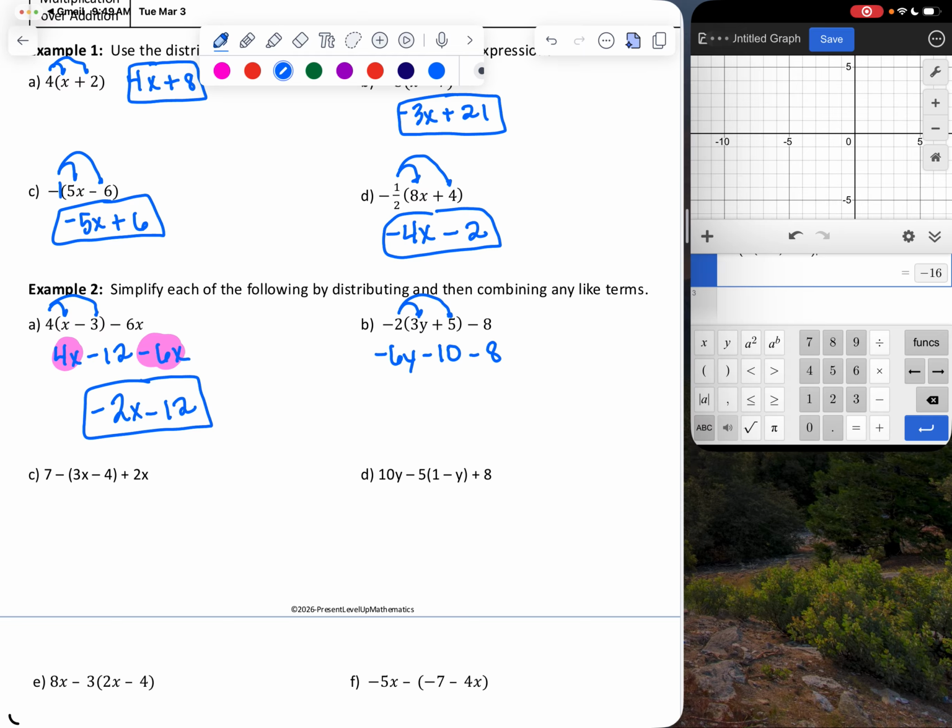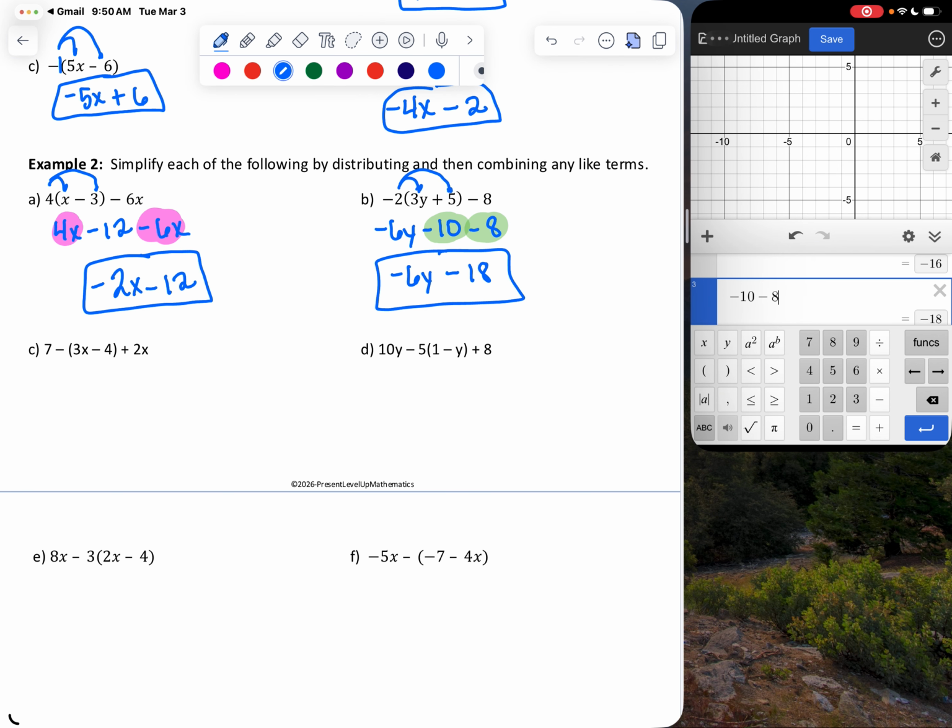All right, once you've removed your parentheses, you're going to look for like terms. And so I notice right here, I have a negative 10 and a negative 8 that can be combined. Now, if you struggle a little bit with your integer rules, you may want to put that in your calculator. So we know we have negative 6y and then negative 10 minus 8, negative 18. Remember, same signs, add. So because it's negative 18, I'll write it down as minus 18.